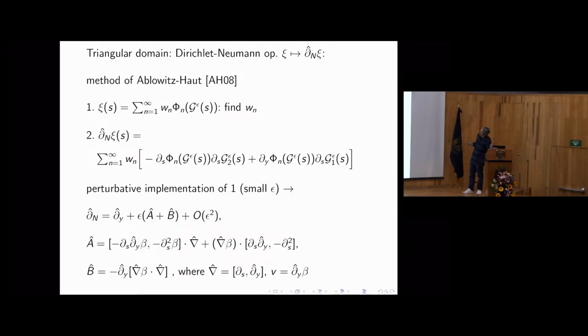We first expand, so we have the trace of this harmonic function at the free surface, and we expand it in some series of harmonic functions on that surface. So the non-trivial part is to find these coefficients. It's a linear problem that we have to solve, and then when we have them, we just evaluate these derivatives term by term.